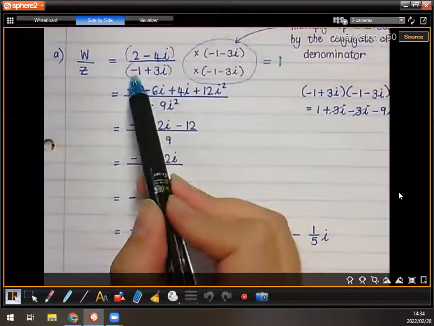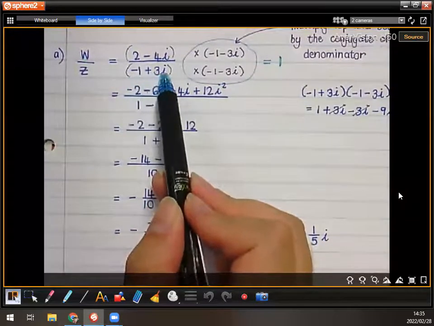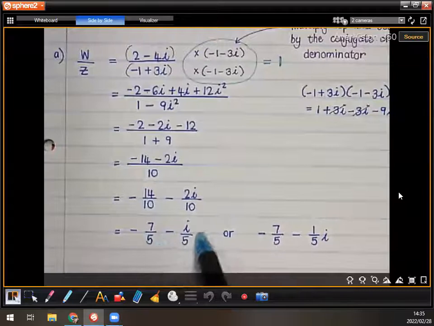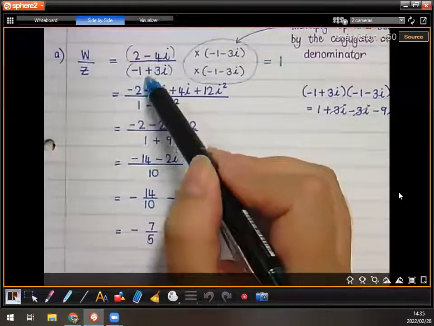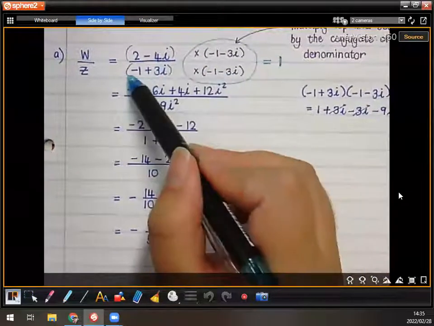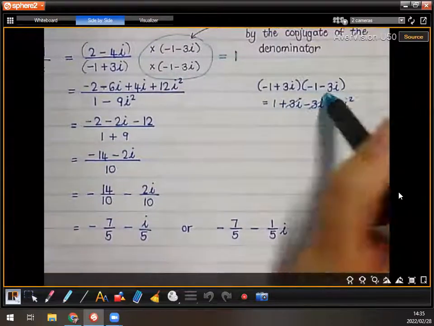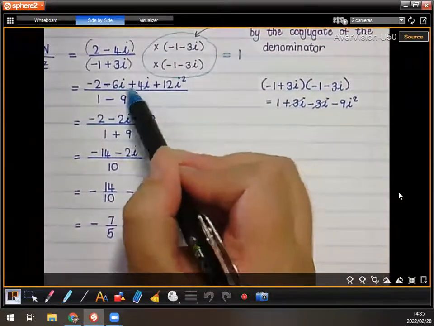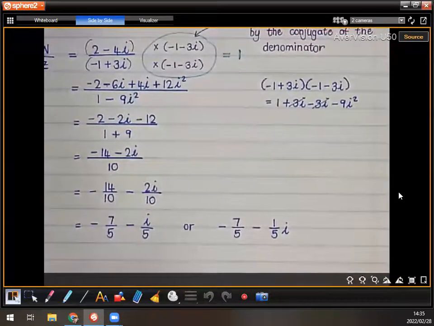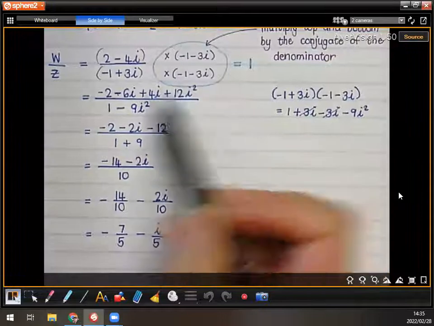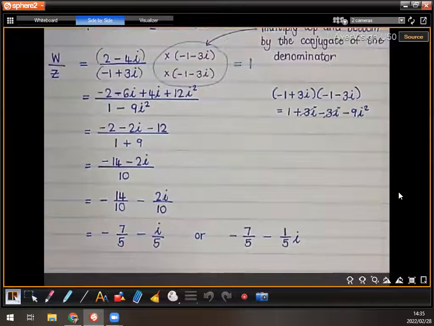I started with a negative 1 plus 3i. I wanted to get rid of i completely. I wanted my denominators to not have i's in them anymore. That's what we ended up with in the end. The only way to do that is to multiply this bracket by its conjugate, so that the 3i and the minus 3i cancel out, and I'm left with an i squared, which is just negative 1 anyway. That is why I'm multiplying the top and the bottom by the conjugate of the denominator, so that I can get rid of all the i's in the denominator.